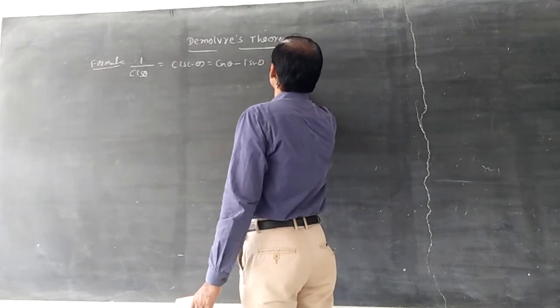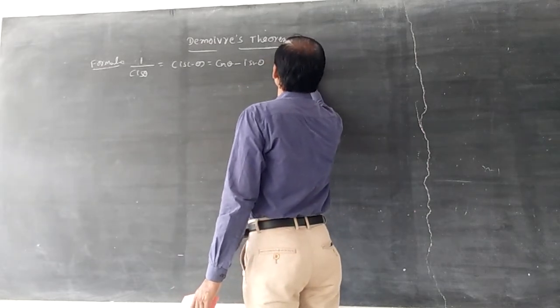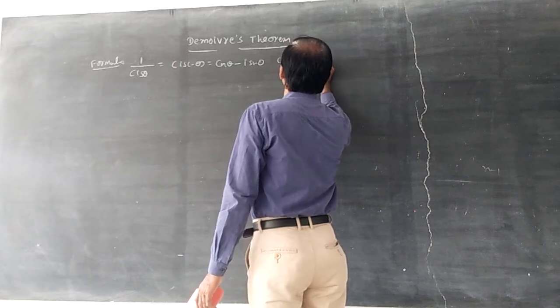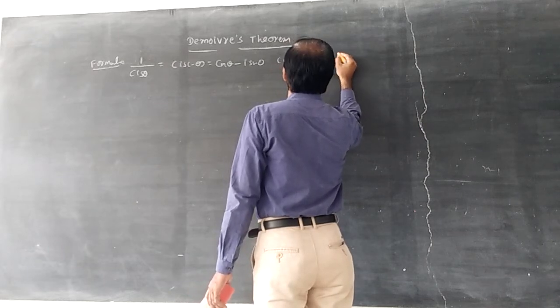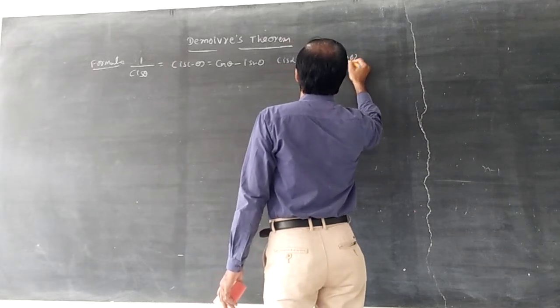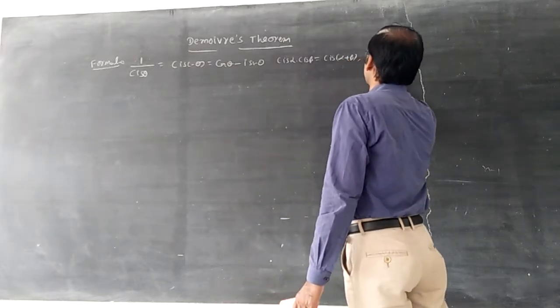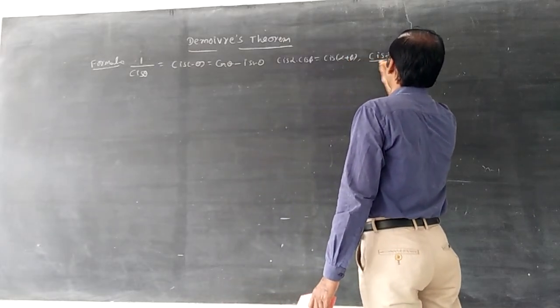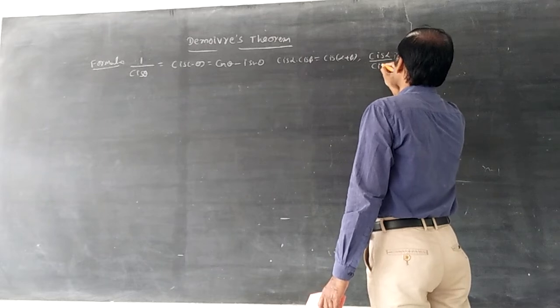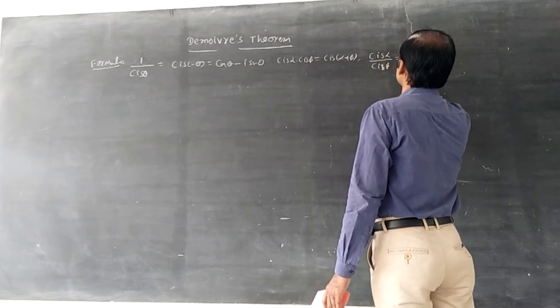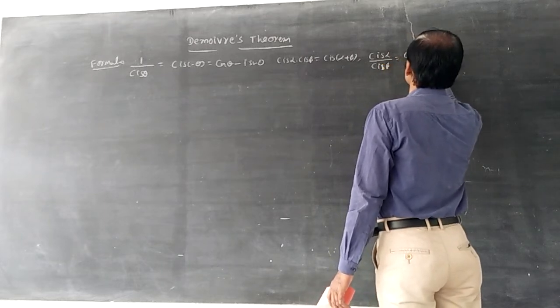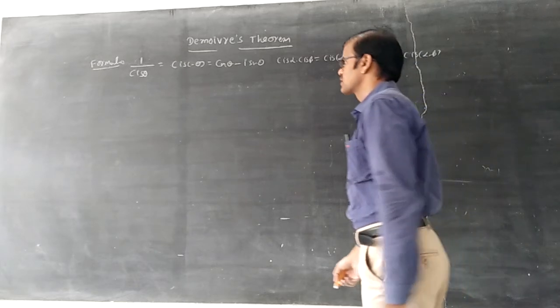Next, cis alpha into cis beta is equal to cis of alpha plus beta. Next, cis alpha by cis beta is equal to cis of alpha minus beta.